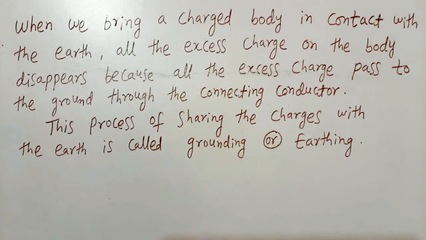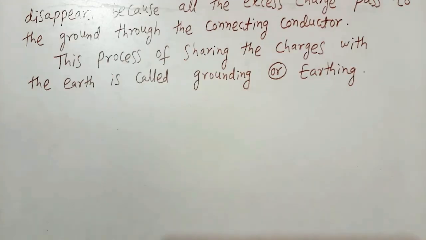When we bring a charged body in contact with the earth, all the excess charge on the body disappears because all the excess charge passes to the ground through the connecting conductors. This process of sharing the charges with the earth is called grounding or earthing.